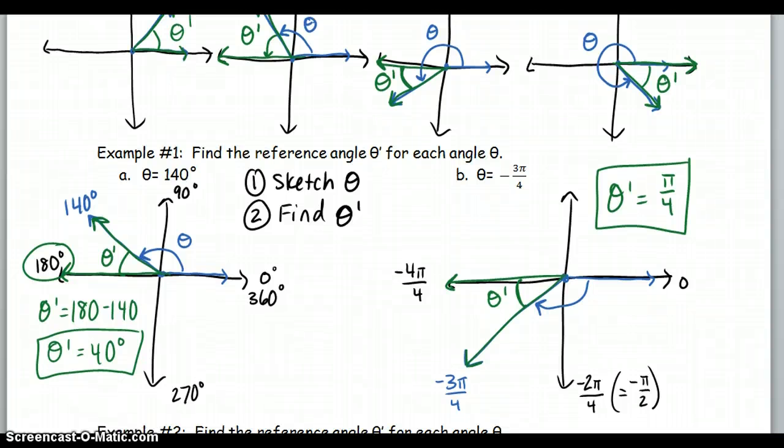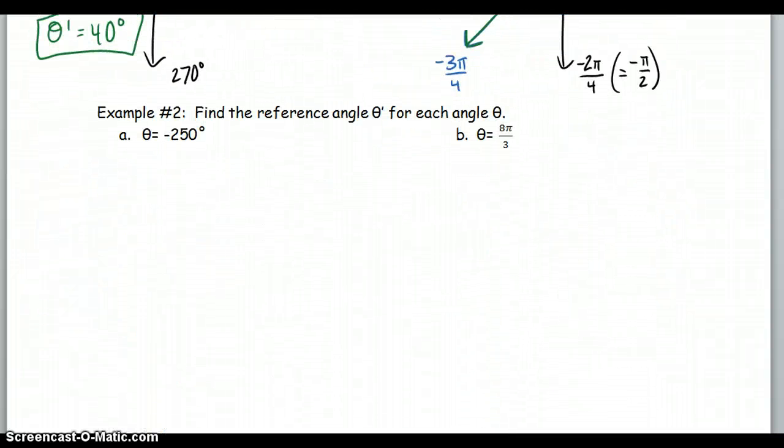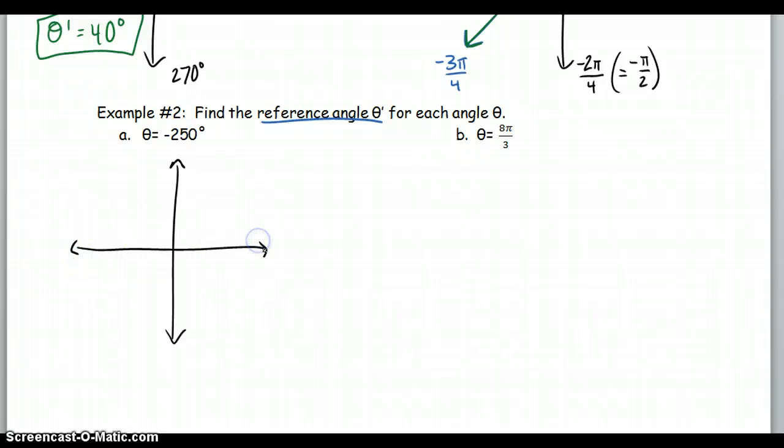Alright, we've got two more examples. Let's go ahead and try example 2a. Once again, these are just saying to find the reference angle theta prime for each angle theta. So my first step is to sketch my angle theta. Right here I have negative 250 degrees, so I'm moving in the negative direction.